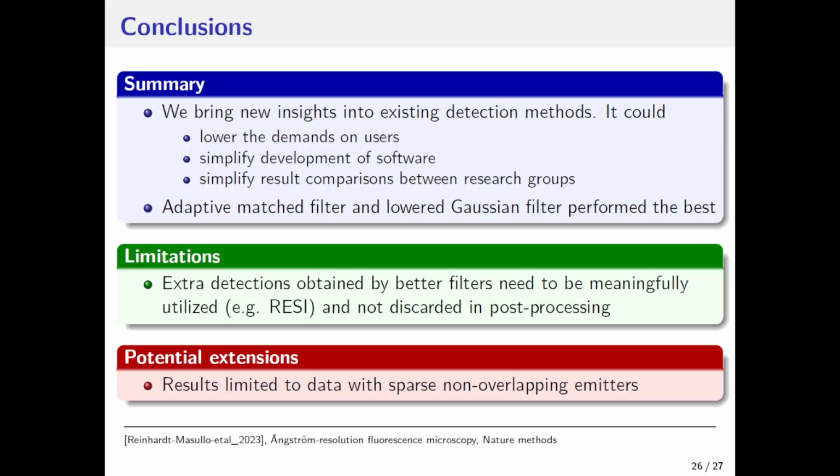In contrast to that, we advocate that we would prefer to use a single filter with a single parameter, that is our false positive probability. So if it's adopted, then the SMLM software development would be somewhat easier, and it would help when comparing different results of different research groups. Because nowadays, different groups use different software where the threshold is set in a different way. They use different filters. So it would be nice if it were more harmonized. Based on our data, we found that the matched filter with adaptive thresholding or the lowered Gaussian filter with static thresholding perform the best.